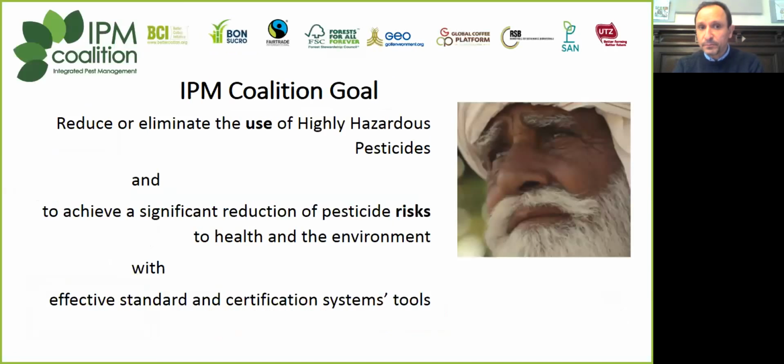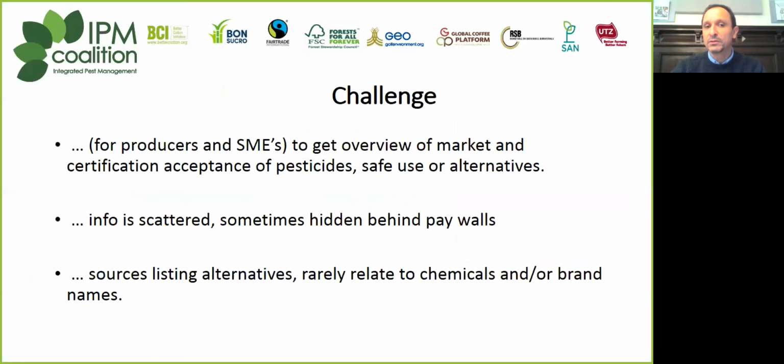And the goal of this coalition is to reduce or eliminate the use of highly hazardous pesticides. So not all pesticides, but especially the highly hazardous pesticides, and to achieve significant reductions in pesticide risks to farmers and to the environment, with certification tools and also other tools like this specific tool that we are discussing today, which is the IPM database.